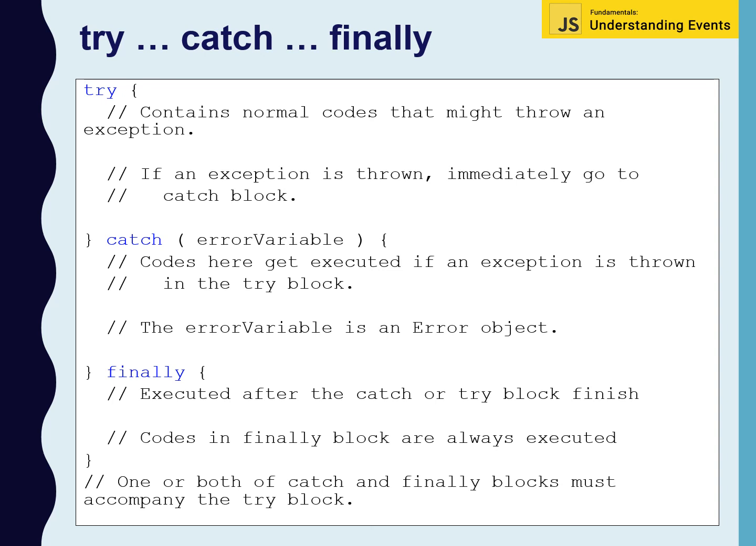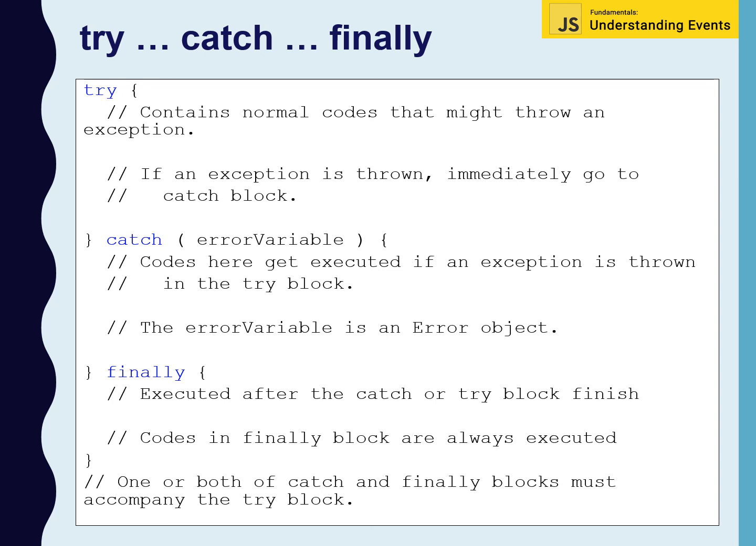Inside the catch block, the code gets executed if an exception is thrown in the try block. If the try block has any exception, it will be handled by the corresponding catch block. The error variable is an error object. And we have a finally block, executed after the catch or try block finishes. Code in finally blocks is always executed. One or both of catch and finally blocks must accompany the try block.